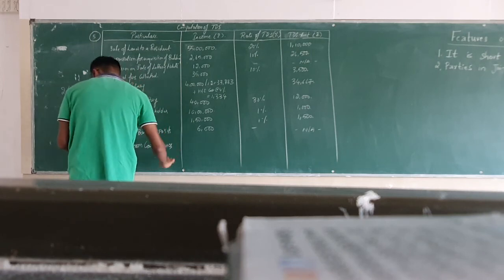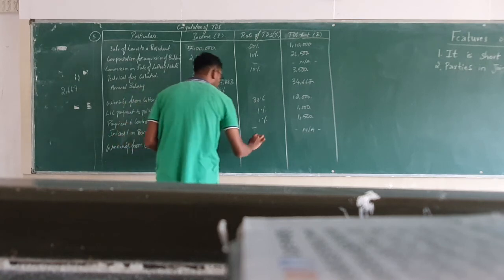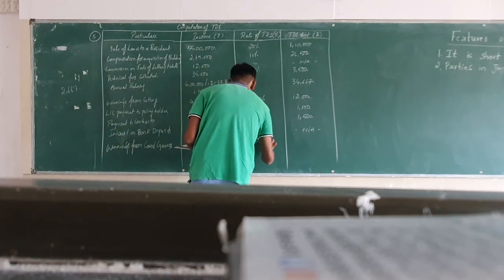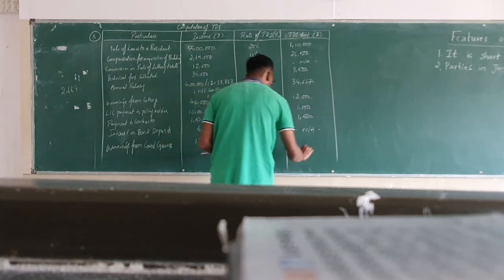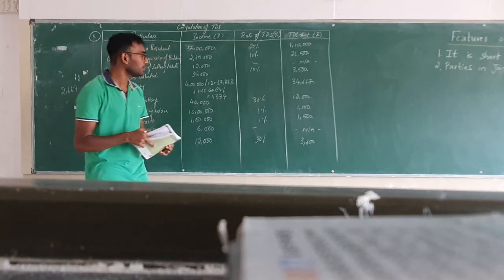So how much is the amount of winnings from card games? It is 12,000. And the rate of TDS applicable is 30%. So 30% on 12,000 will be how much? 3,600. So this is how we have to solve this problem.